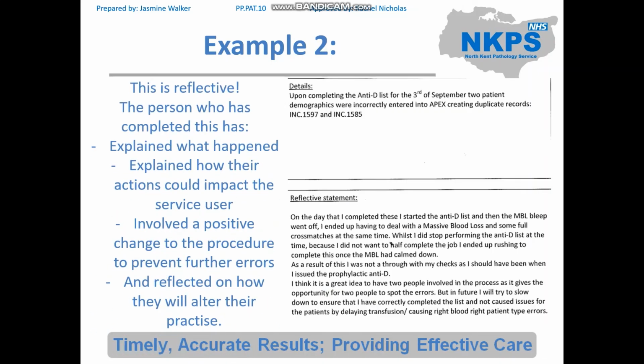Example number 2. This is reflective. The person who completed it explained what happened. They explained how their actions could impact the service user, involved a positive change to the procedure to prevent further errors, and have reflected on how they will alter their practice. So you can see all of that information in just a couple of sentences.